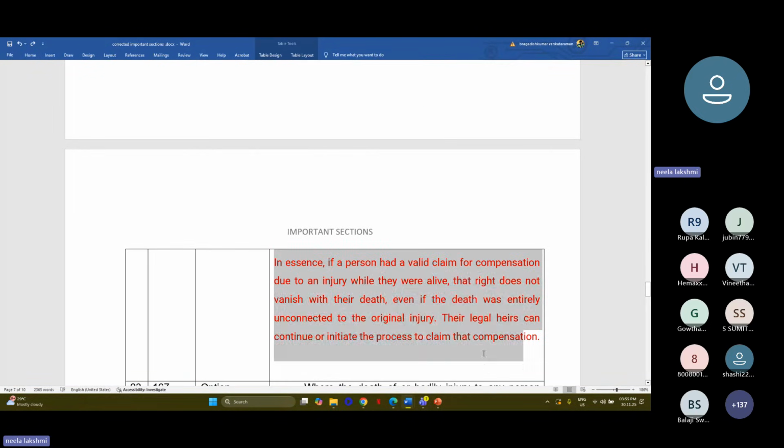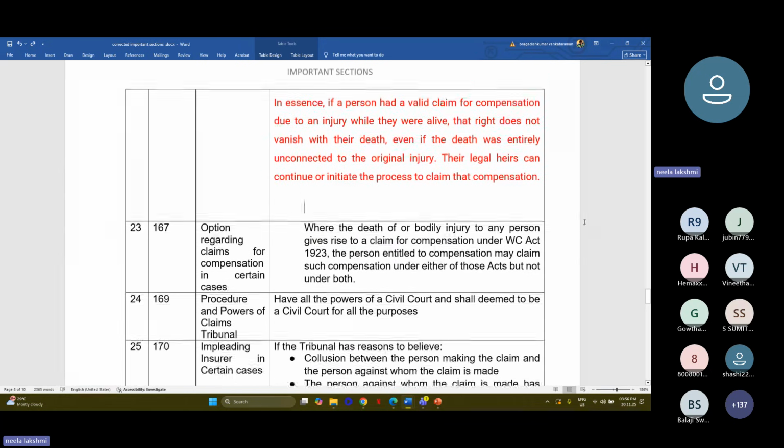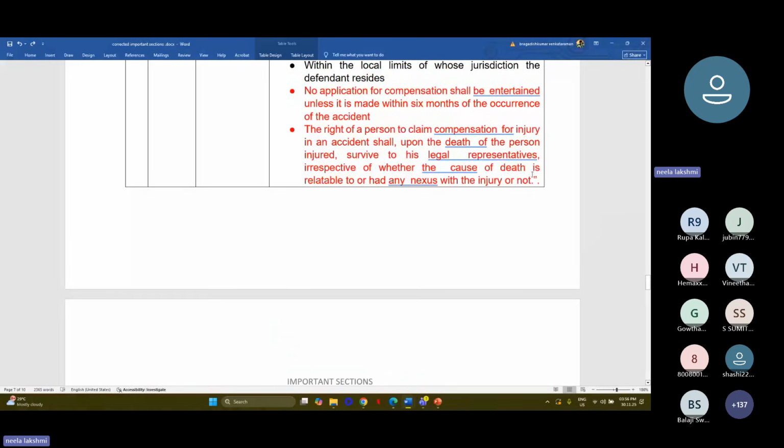In essence, if a person had a valid claim for compensation due to an injury while they were alive, the right does not vanish with their death. This is very, very important. The right does not vanish with their death, even if the death is entirely unconnected to the original injury. Their legal heirs can continue or initiate the process to claim the compensation. This is very, very important. These are all the new changes.